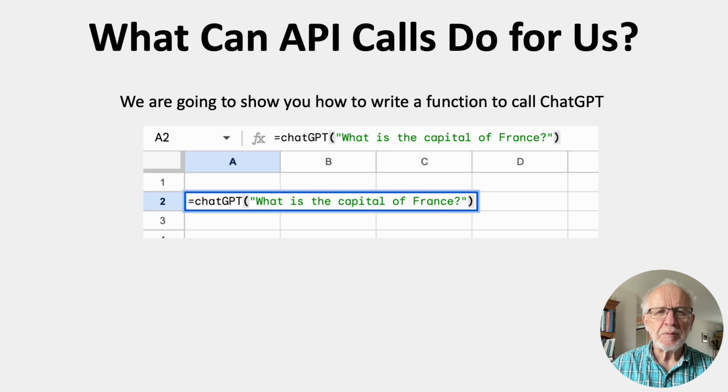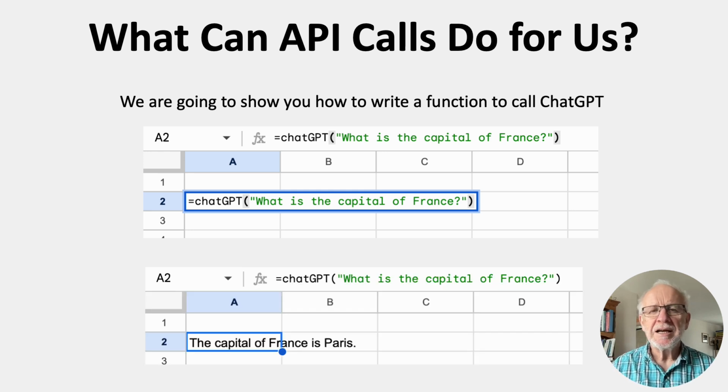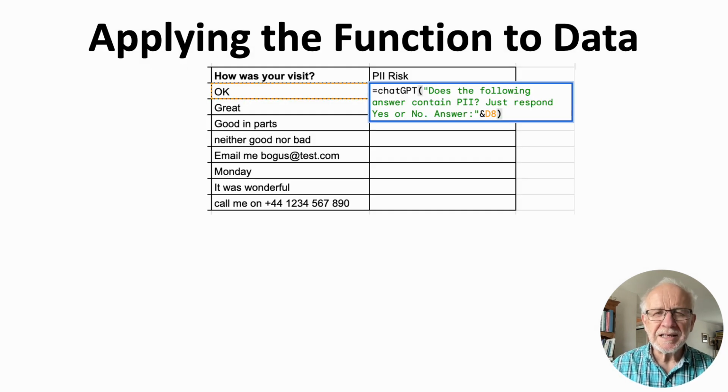So equals ChatGPT, and I put in a question, for example, what is the capital of France? It's going to go to ChatGPT, come back and tell me the capital of France is Paris. That has no benefits over using the web interface. But if we start moving to data, you can start to see why having functions like this could be useful.